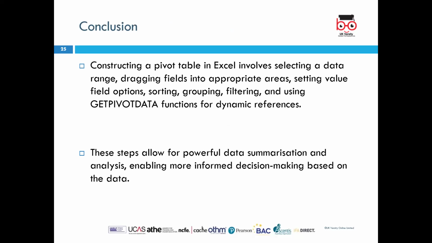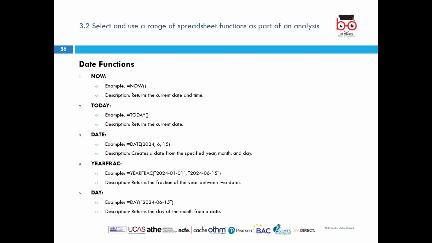So we can now see that constructing a pivot table in Excel involves selecting a data range, dragging fields into appropriate areas, setting field options, sorting, grouping, filtering, and also using the GETPIVOTDATA function. Now we're going to select and use a range of spreadsheet functions as part of our analysis.